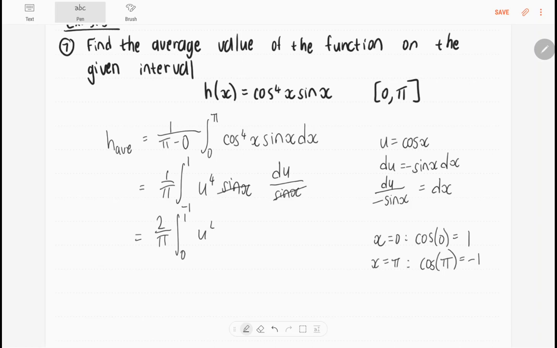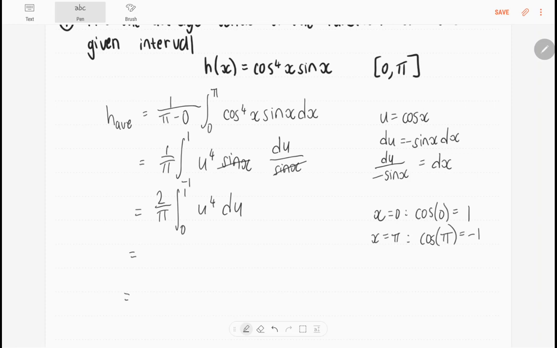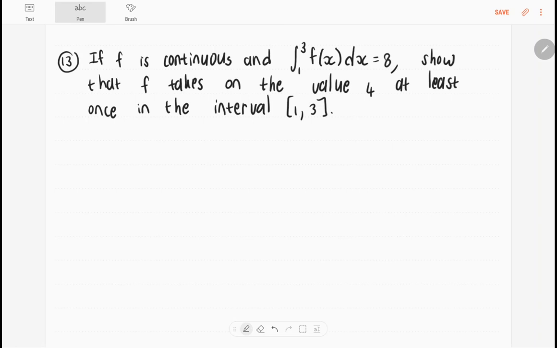So then it's u to the 4 du, so the integral is going to be 2 over pi, and then we have u to the 5 over 5, and it's between 0 and 1. So if I substitute in my bounds, my final answer is 2 over 5 pi.